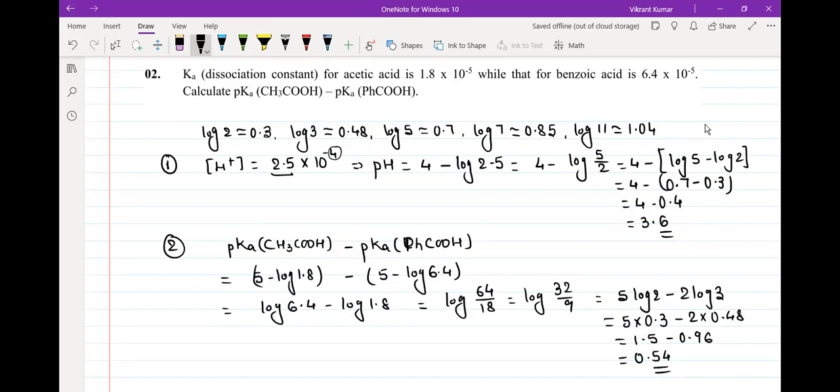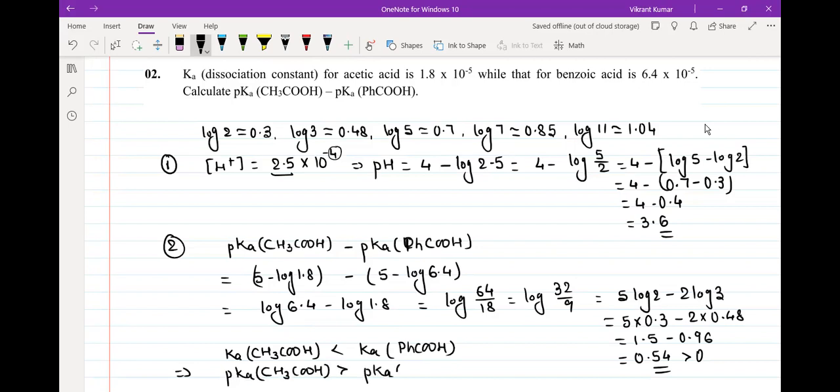That's one point. But if you see, this is coming positive, right? It means we are saying, look, according to the value of K that was given, K of CH3COOH was less than K of PhCOOH. Then, if you see, this means pK of CH3COOH is coming more than pK of PhCOOH. And what does it mean? The one which has greater K is called the stronger acid. So the one which is stronger will have greater K value but lower pK value. That is another point. Any doubt?